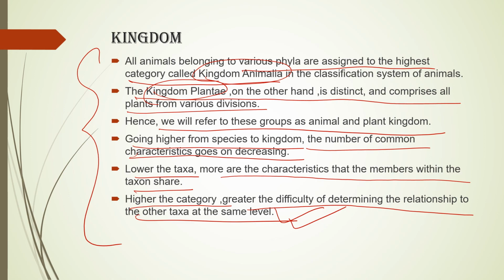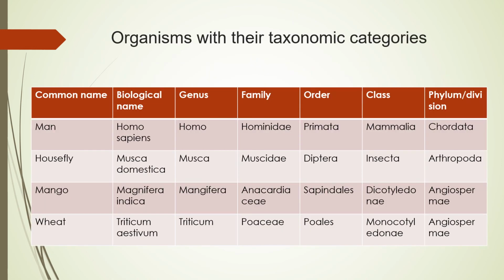Now we are going to study organisms with their taxonomic categories in one chart. Here with a few examples, I have taken a chart. You can go to your textbook. If you have any other examples also, just go through them to understand this full hierarchical system. Now first we have taken man. Man is Homo sapiens, genus is Homo, family is Hominidae, order is Primata, class is Mammalia, and phylum or division is Chordata. Okay, so we are taking it like this.